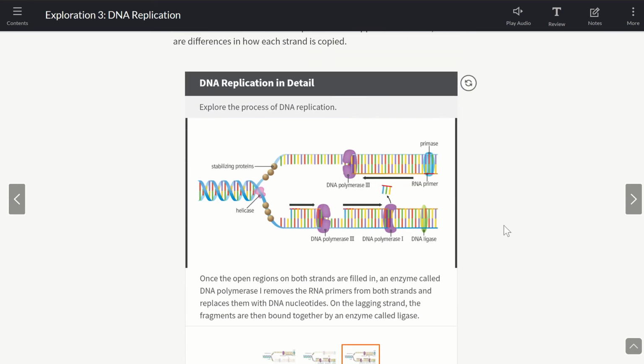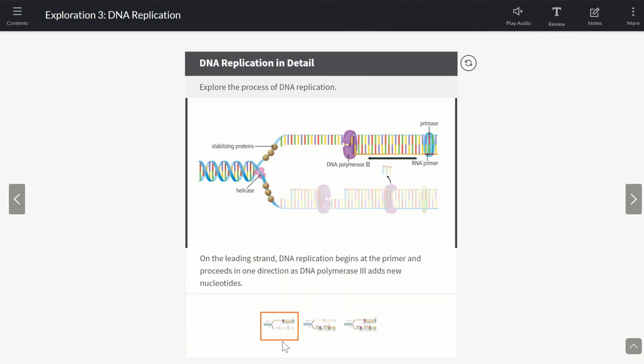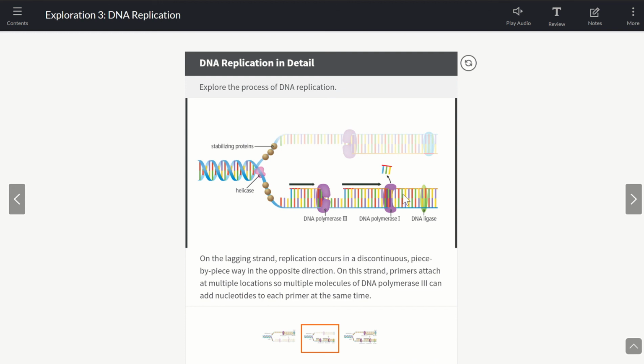Now, this picture provides a really good shot of how this happens on both sides. If you want to focus on one side, you just click to a different picture. Okay, remember how I said that the two strands are synthesized differently? This top strand shows you the strand that is just built in one piece. There's one starting point, and then the nitrogen bases just get added as it goes because that's the direction of the new molecule. But on the other side, this direction gets built in pieces.